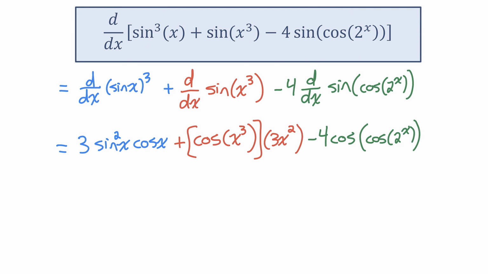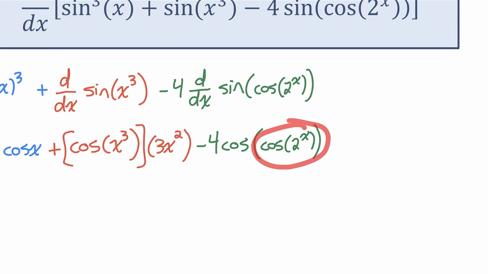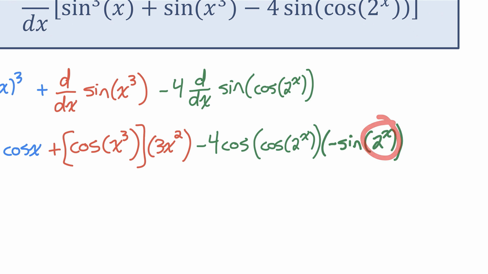Let me actually make this smaller to give myself some more room. The derivative of cosine of 2 to the power of x. The derivative of cosine is negative sine. Leave the argument, but then multiply by the derivative of the innermost function, 2 to the power of x, which is 2 to the power of x times the natural logarithm of 2.